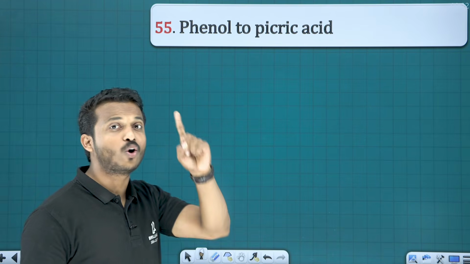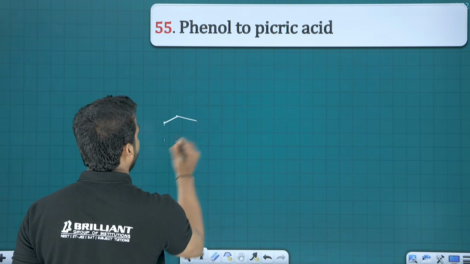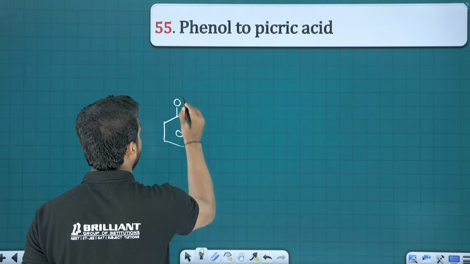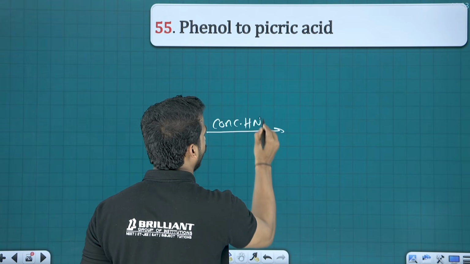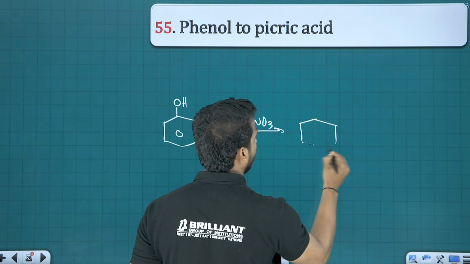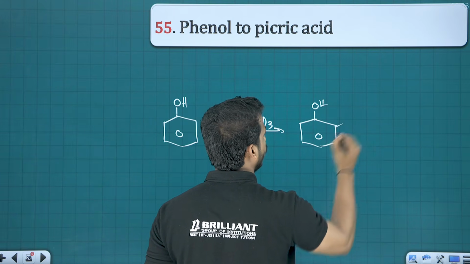Similarly, how do you convert phenol to picric acid? We are passing through most of the reactions. Phenol, when treated with concentrated HNO3, gives picric acid. What is picric acid?